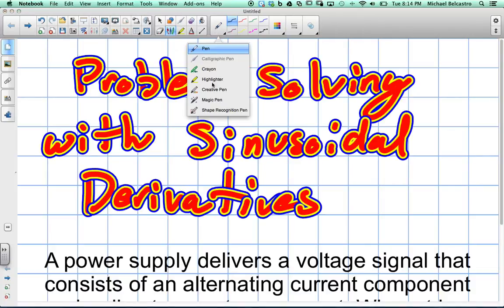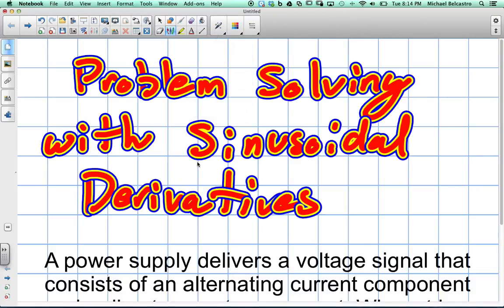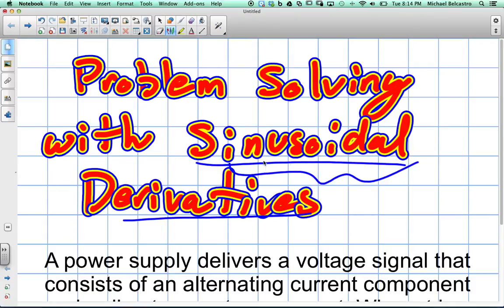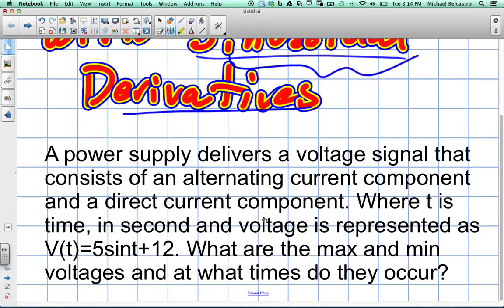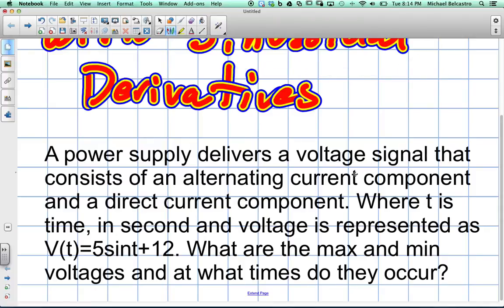Okay, so we're going to problem solve with sinusoidal derivatives, which is essentially trigonometric equations, right? And we're going to find the derivatives of them. So we have a problem that's given to us here. A power supply delivers a voltage signal that consists of an alternating current, which is usually written as AC in electricity, and a direct current, which is usually written as the DC component.